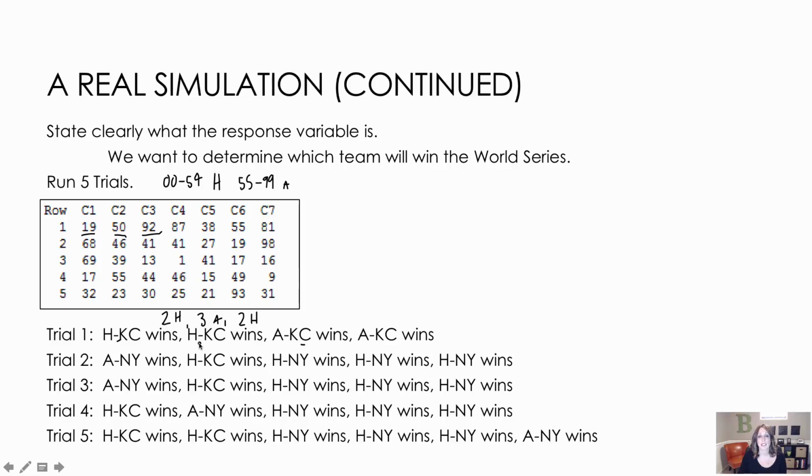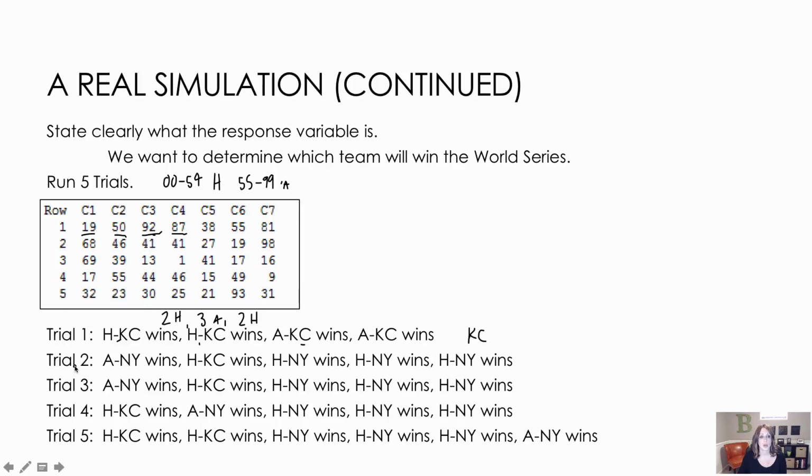Now we switch because KC is away and New York is at home, and we get 92, which was an away team win, which is now Kansas City. So Kansas City wins again. And then we get 87, which is an away team win, so Kansas City wins again. And now my trial is over because KC has won the World Series.